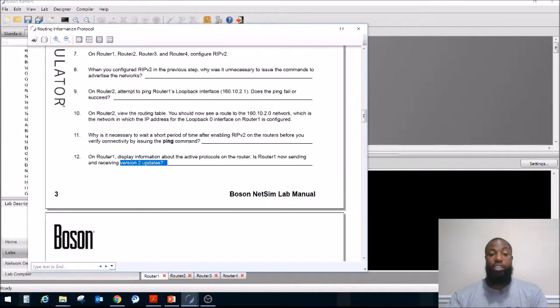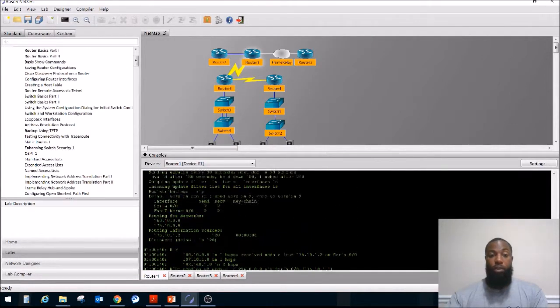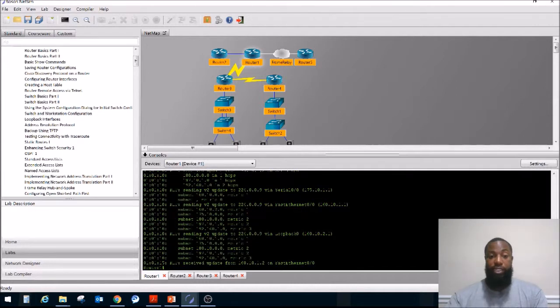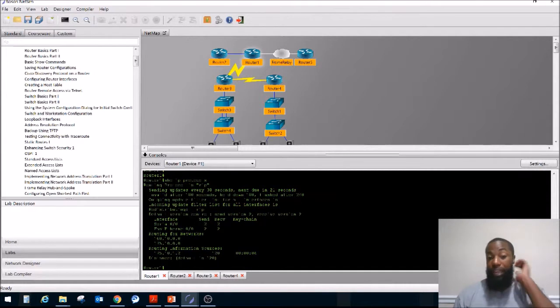Also, what was the other question? Is router 1 now sending and receiving version 2 updates? We did a show IP protocols, and version 2 is listed. There goes another update right there. Show IP protocols, right?